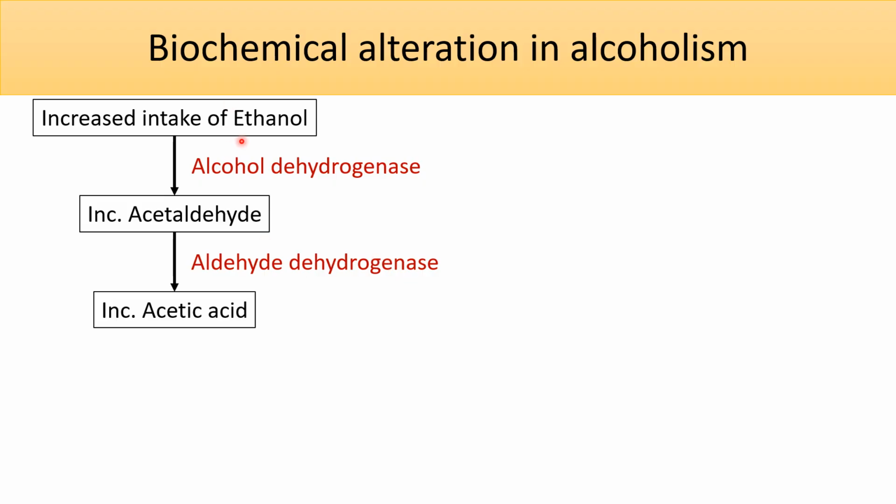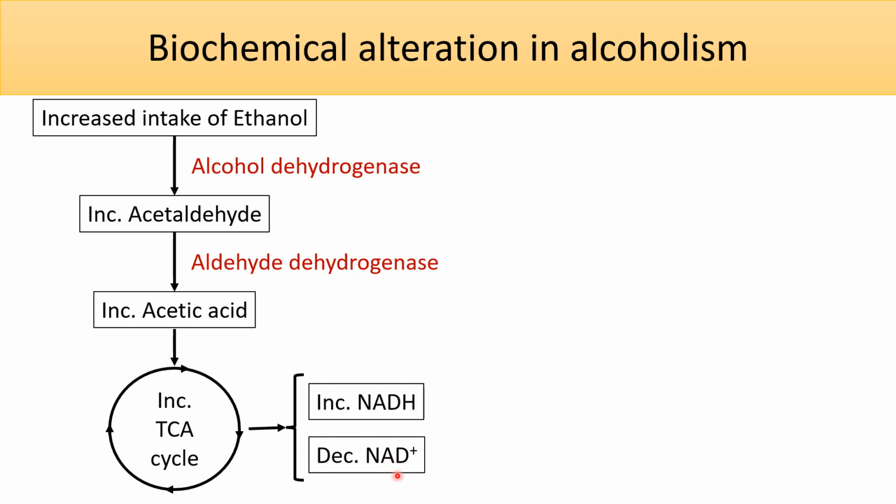And this acetaldehyde will get converted to acetic acid by aldehyde dehydrogenase. When there is increased consumption of ethanol, there will be increased formation of acetic acid. This acetic acid will get converted to acetyl-CoA, which is going to enter the TCA cycle. So from the TCA cycle, a lot of NADH will be produced. If a lot of NADH is produced, what will happen to the concentration of NAD? All the NAD is getting converted to NADH. So NAD concentration will be reduced and NADH concentration will be increased.